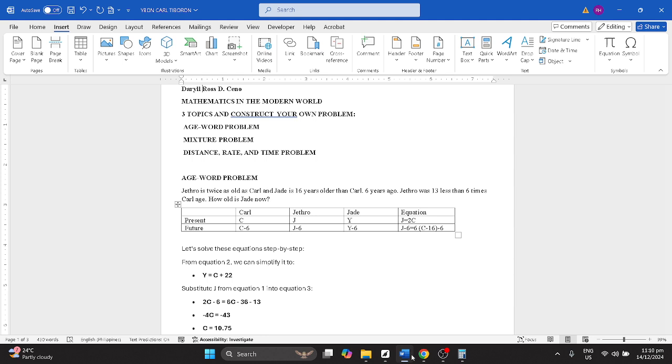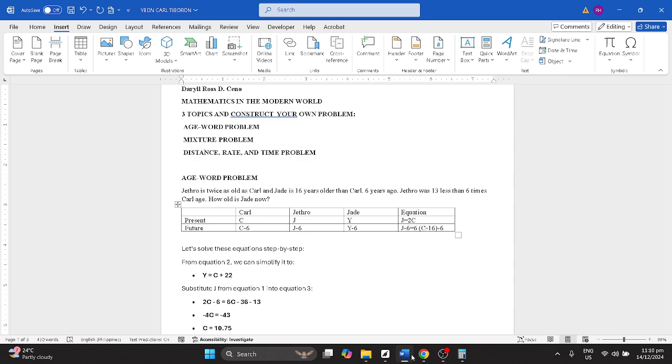Jethro is twice as old as Carl, and Jade is 16 years older than Carl. Six years ago, Jethro was 13 less than 6 times Carl's age. How old is Jade now? So by the problem we are looking for Jade's present age.